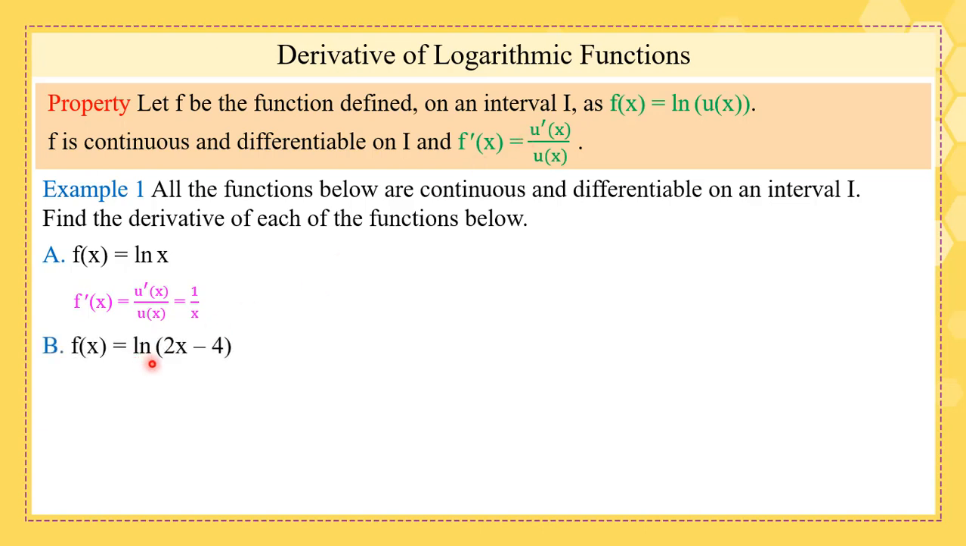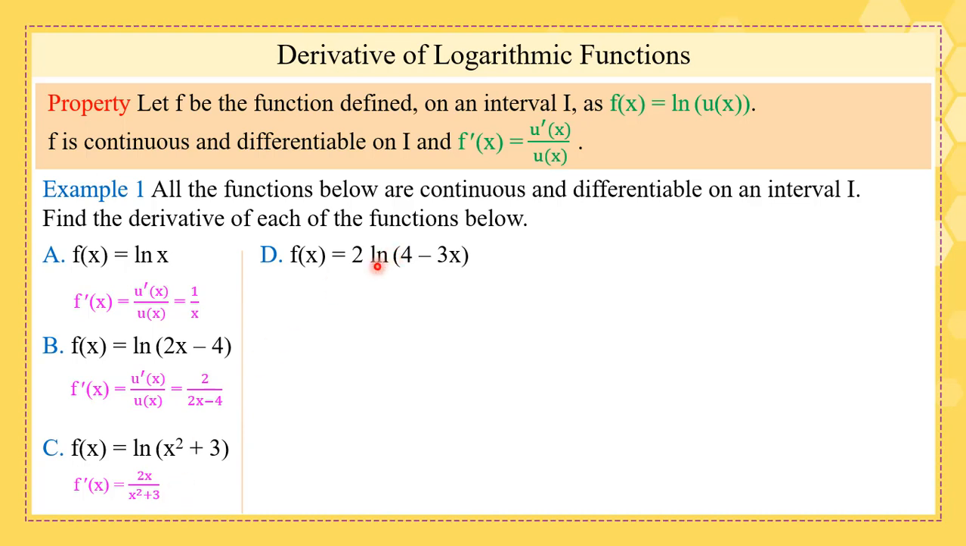F of x is ln of 2x minus 4. So f prime of x, applying the formula, would be u prime of x over u of x, or 2 over 2x minus 4. So pay attention here, we put u of x as it is in the denominator, and then we put its derivative in the numerator. F of x is ln of x squared plus 3. F prime of x, applying the same formula, is 2x over x squared plus 3.